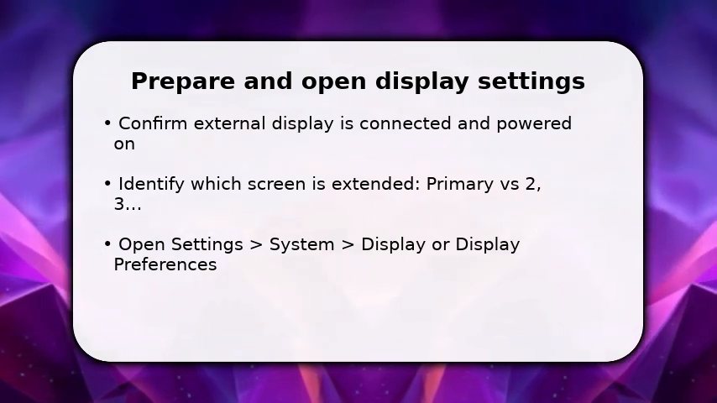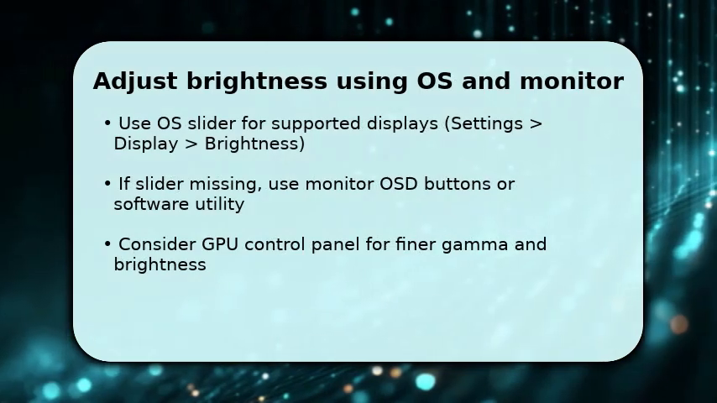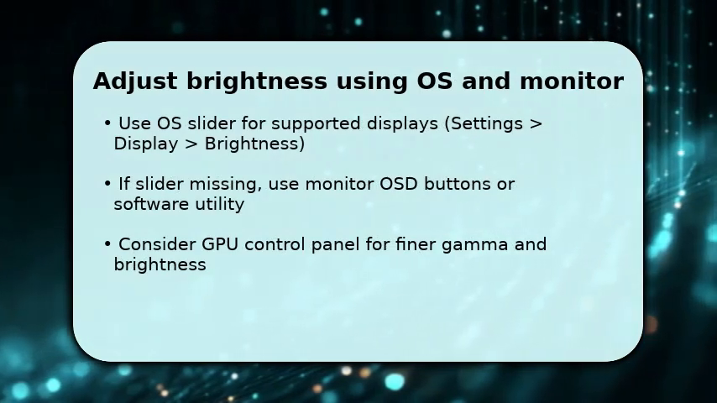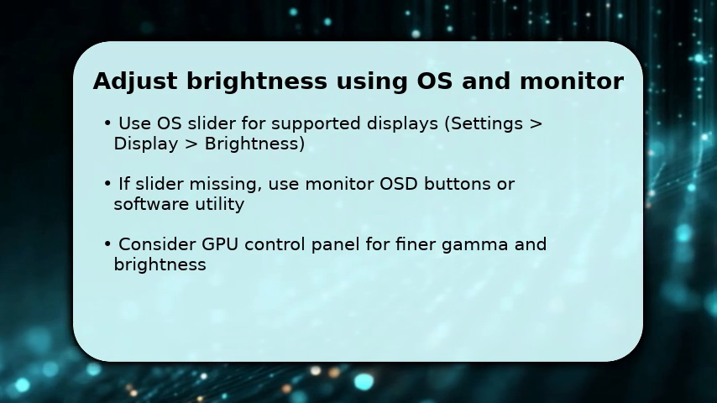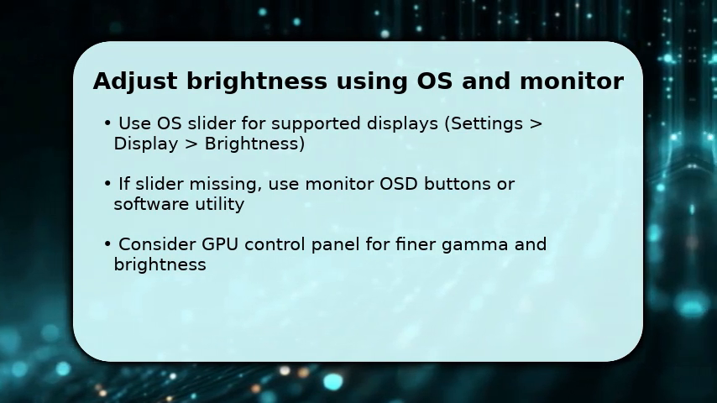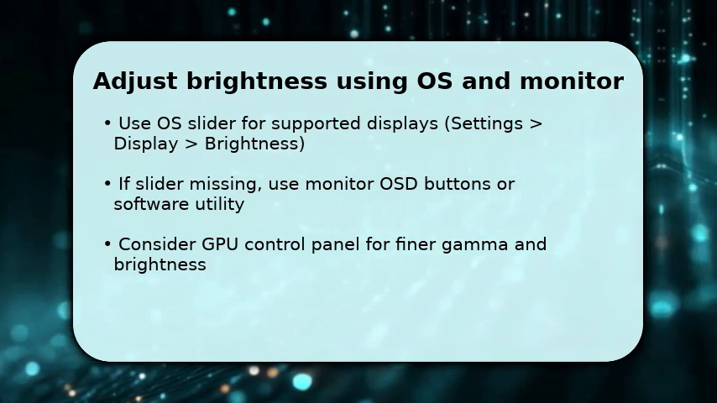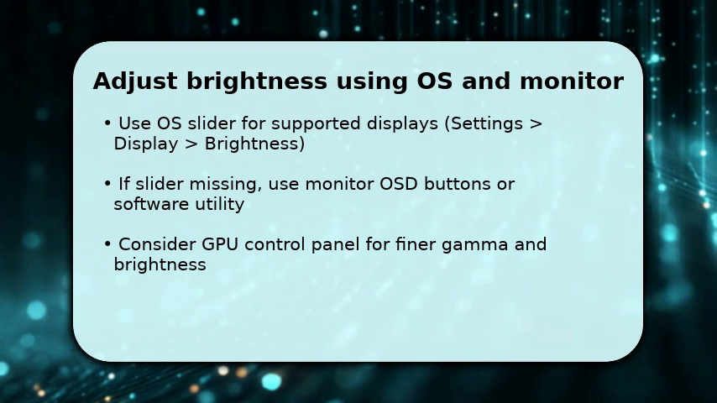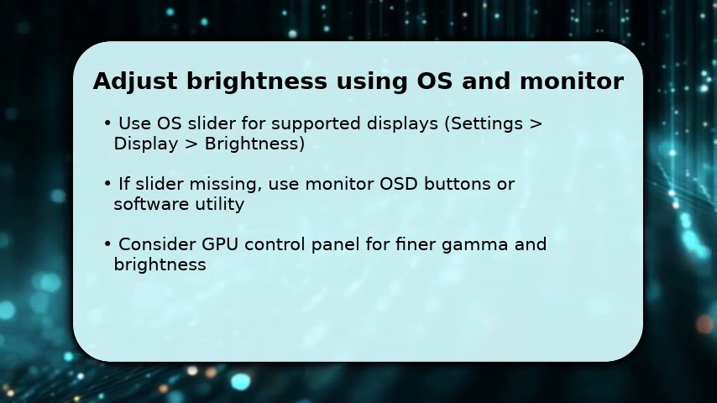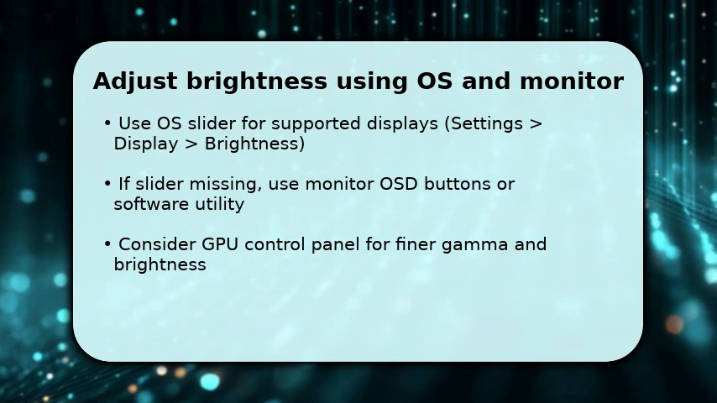Once in Display Settings, select the extended monitor and use the brightness slider if available. This changes the panel backlight via the OS. If the slider is missing, open the monitor's on-screen display using its physical buttons and adjust brightness and contrast there, because many external panels require hardware controls.